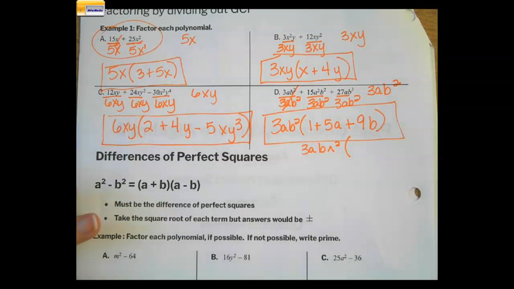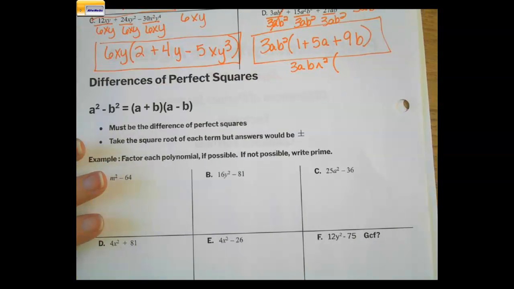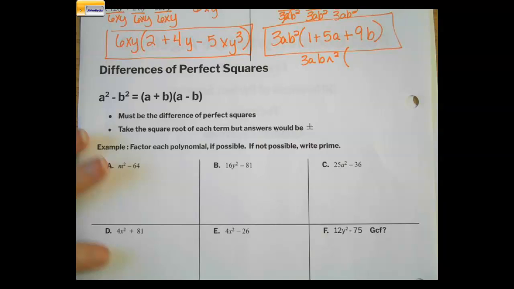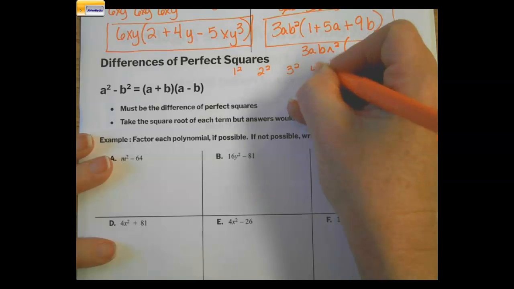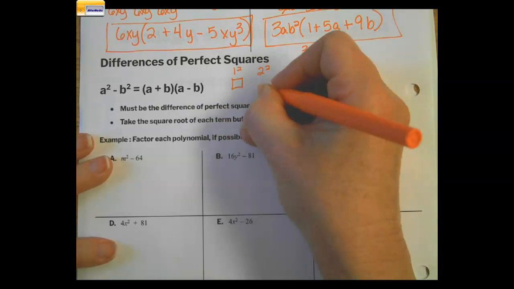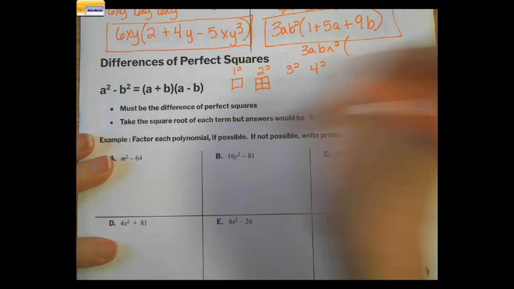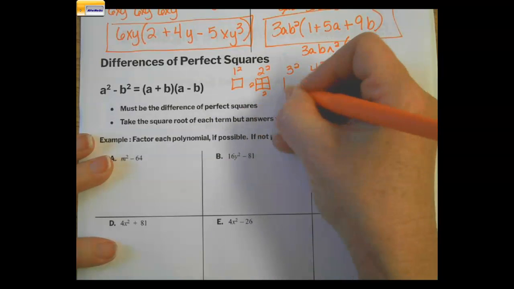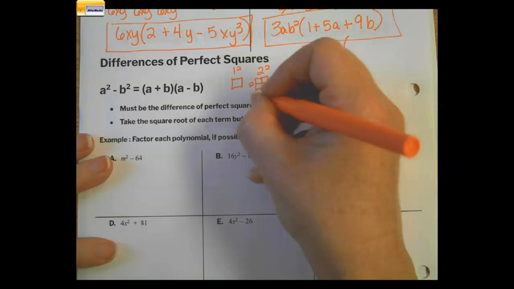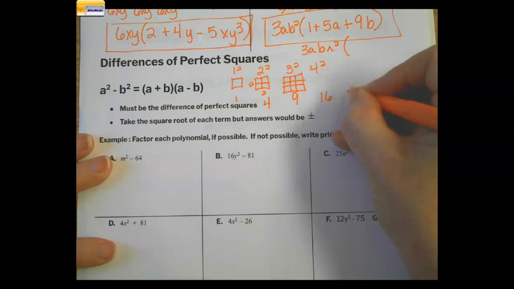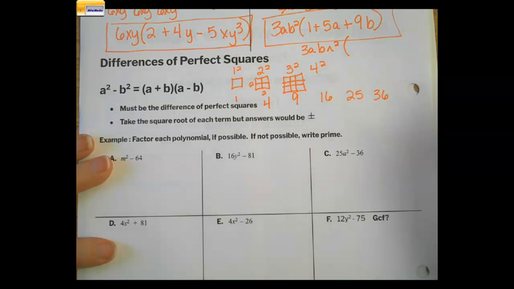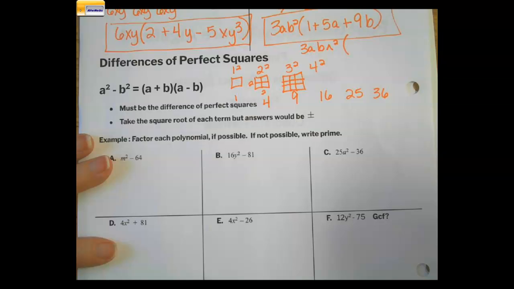Next, the difference of perfect squares. It might be a while since you've thought about perfect squares. A perfect square is like 1 squared, or 2 squared, or 3 squared, or 4 squared. 2 squared means it's 2 by 2, which makes a perfect square. This one would be 3 by 3, and then 4 by 4. So this is 1, 4, 9, 16, 25, 36. You should have your list of those and know those perfect squares.